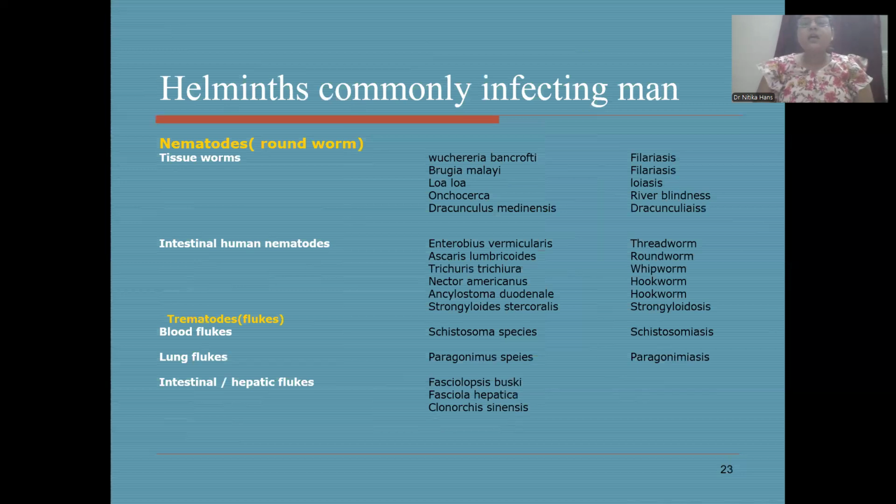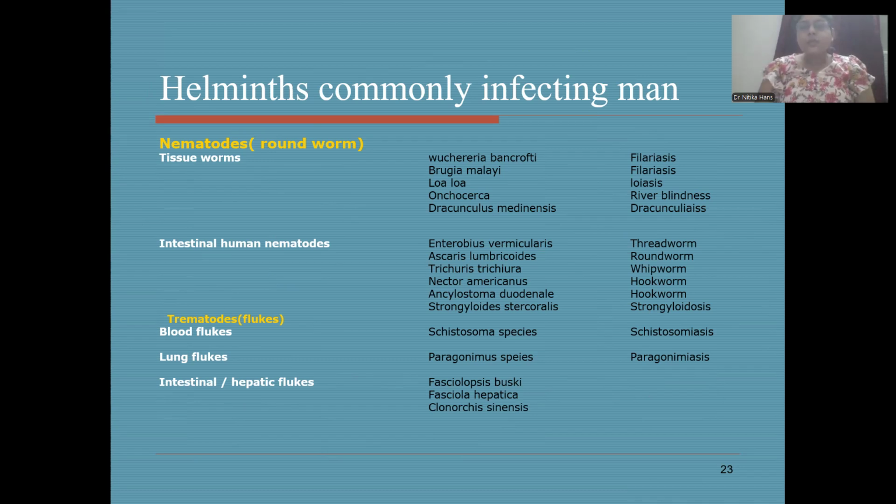So these are the helminths infecting man, like nematodes, which are the roundworms. These are tissue worms or intestinal human nematodes. The tissue worms are Wuchereria bancrofti, Brugia malayi, Loa loa, Onchocerca, and Dracunculus medinensis, which cause filariasis and loiasis. River blindness is caused by Onchocerca, and dracunculiasis is caused by Dracunculus medinensis.